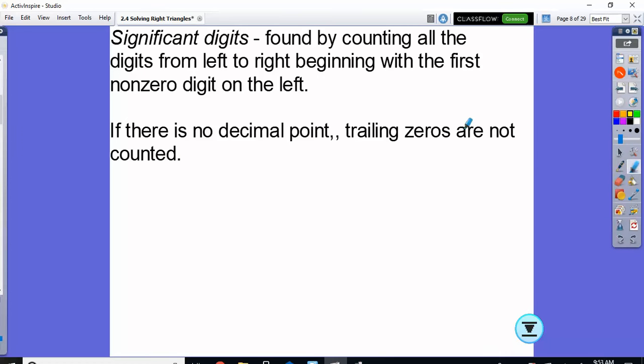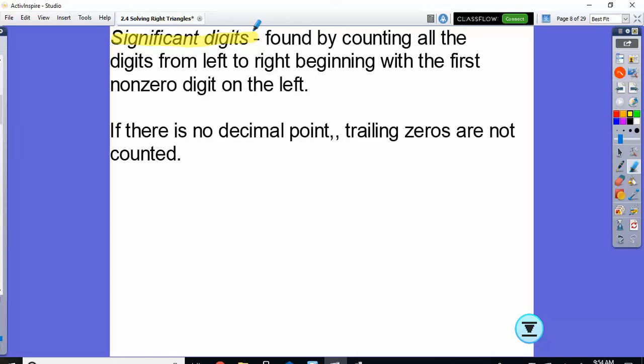We have a couple definitions. You use significant digits in your science classes. I think my rules may be slightly different than the ones Mrs. Delaporte uses. What we do, you start by counting the digits from left to right, beginning with the first non-zero digit. If there is not a decimal point, then we don't count any trailing zeros.